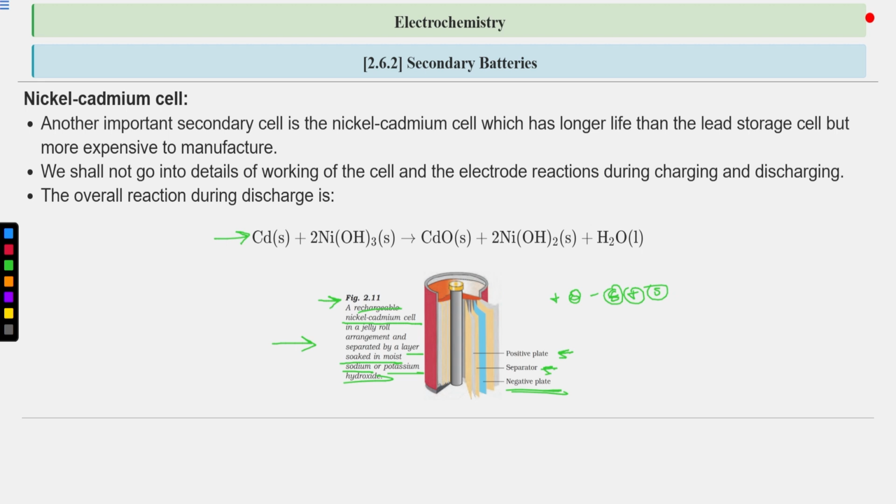And as I said, we study the nickel cadmium cell under the secondary batteries because we can recharge it again and use it again. But it is more expensive to manufacture as compared to the lead storage cell. Meanwhile, it has a longer life than the lead storage cell. Still, we are not using it in our daily uses because it is expensive to manufacture. Okay, so this is all about the nickel cadmium cell.